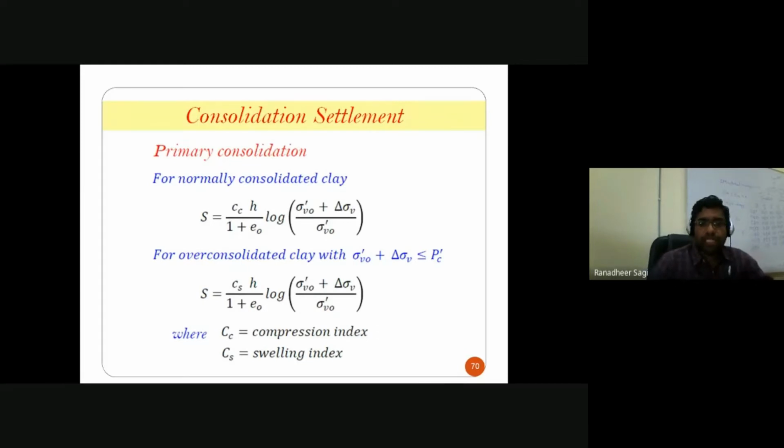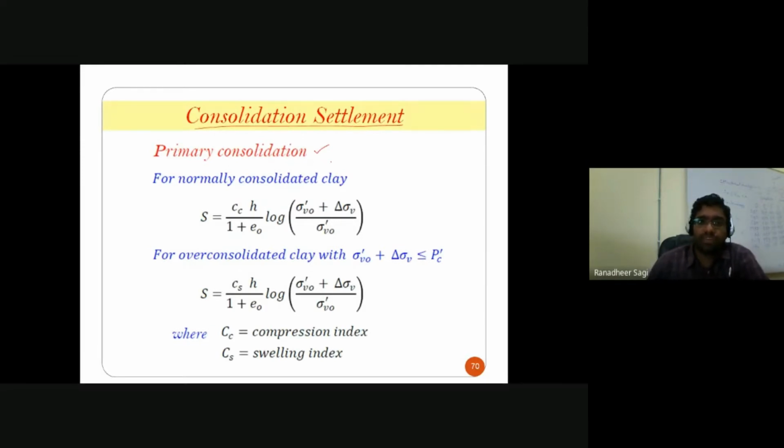So our next objective is to calculate what is called the consolidation settlement in the soil. How do we determine the consolidation settlement? The word consolidation itself says you are going to come across primary consolidation as well as secondary compression. First, we'll look at how to estimate the primary consolidation.